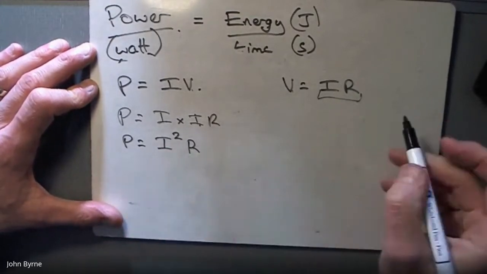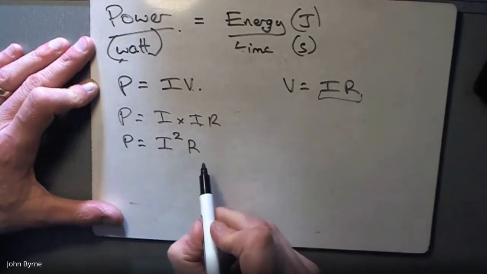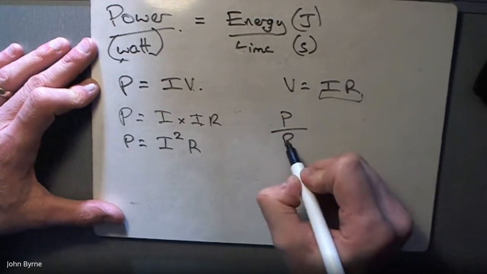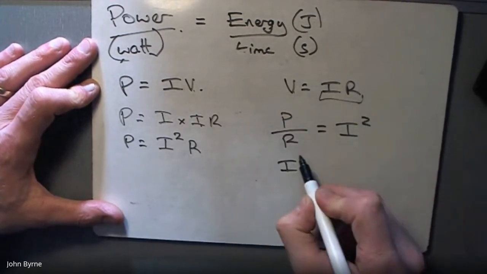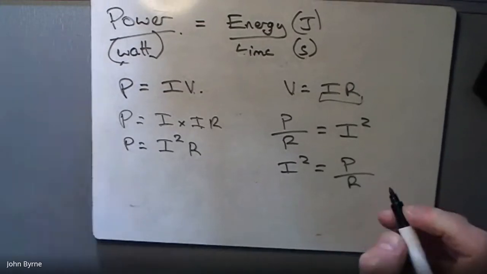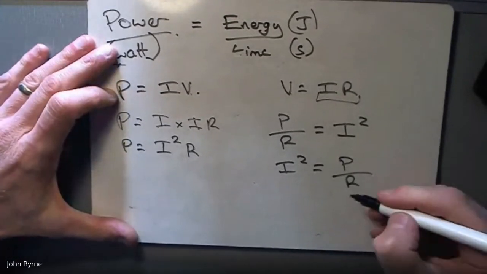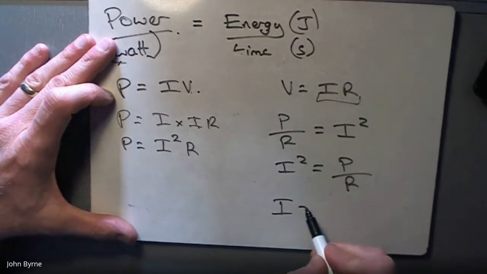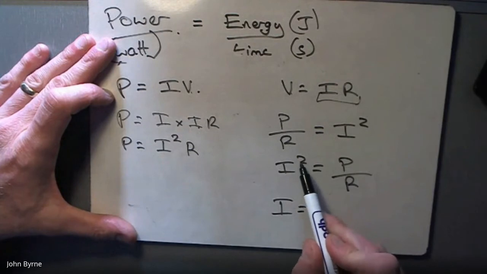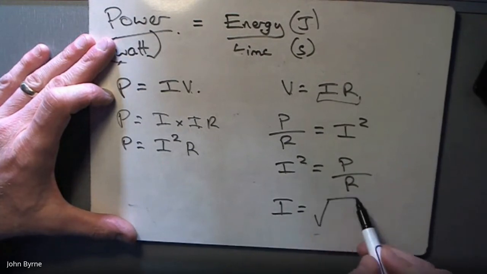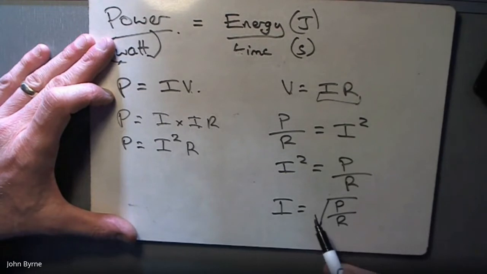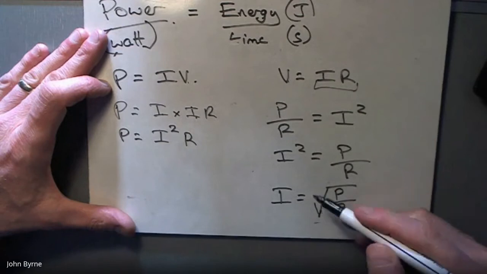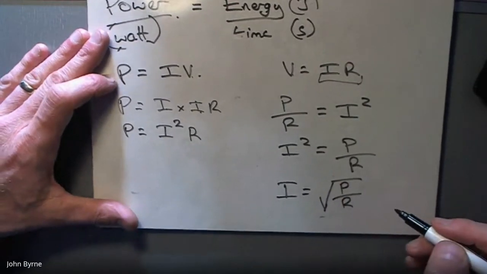If we wanted to rearrange that a little bit, so say we want to make I the subject, we would first of all divide both sides by R. So P over R equals I squared. We can put the unknown thing on the left-hand side. Okay, but of course we've got a square there, so to get rid of that, we square root both sides. That gets rid of the square on this side, but I've got to square root this side as well. Just make sure you're square rooting the bottom part of the fraction as well as the top. So that divided by that, and then square root your final answer, and that will give you an answer in, of course, amps.